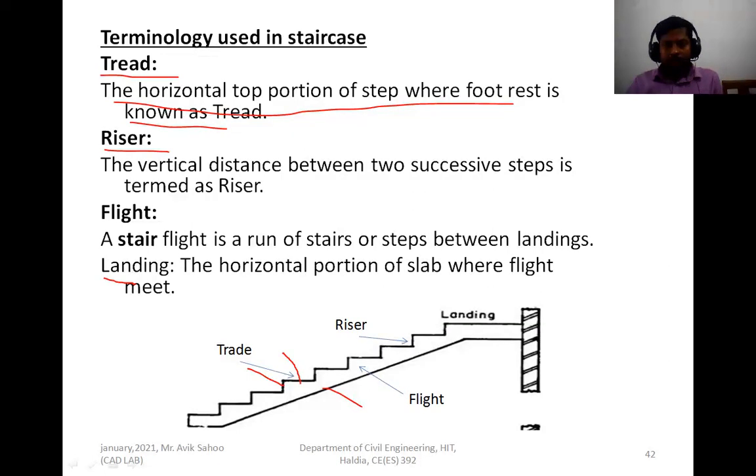And what is a landing? The landing is the horizontal portion of the slab where flights meet. So this portion is called the landing. This inclined portion of the stair is called the flight. The horizontal portion of the stair is called the landing. And the step has two components. The vertical portion is called the riser, which is denoted by R, and the horizontal portion of the step is called the tread, which is denoted by T.